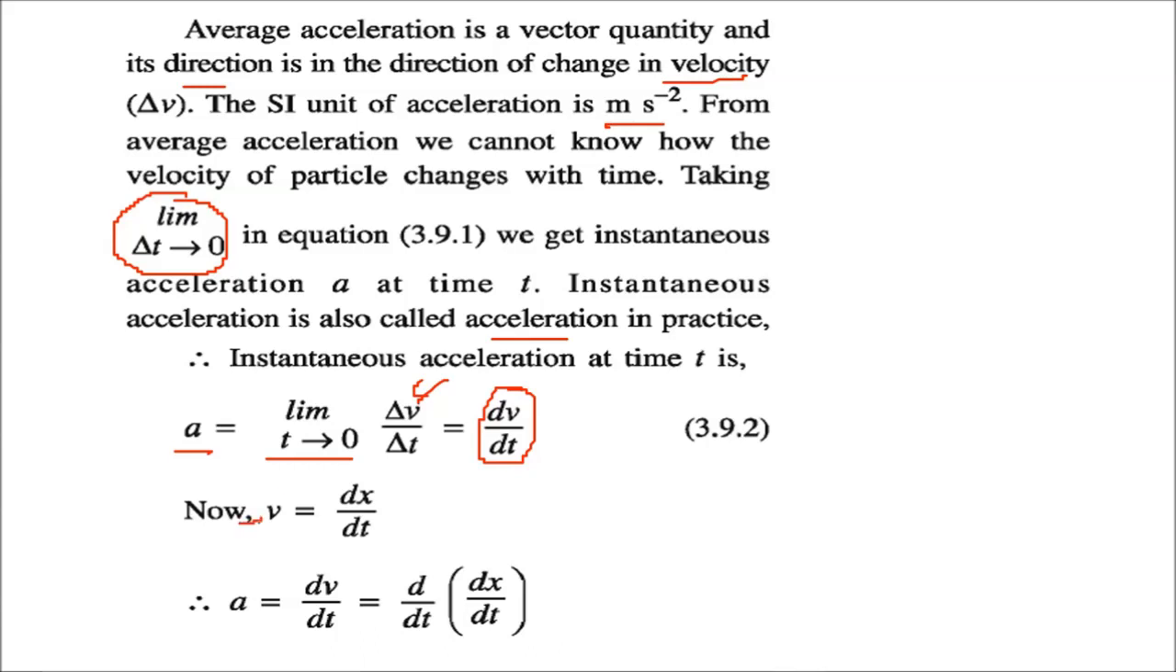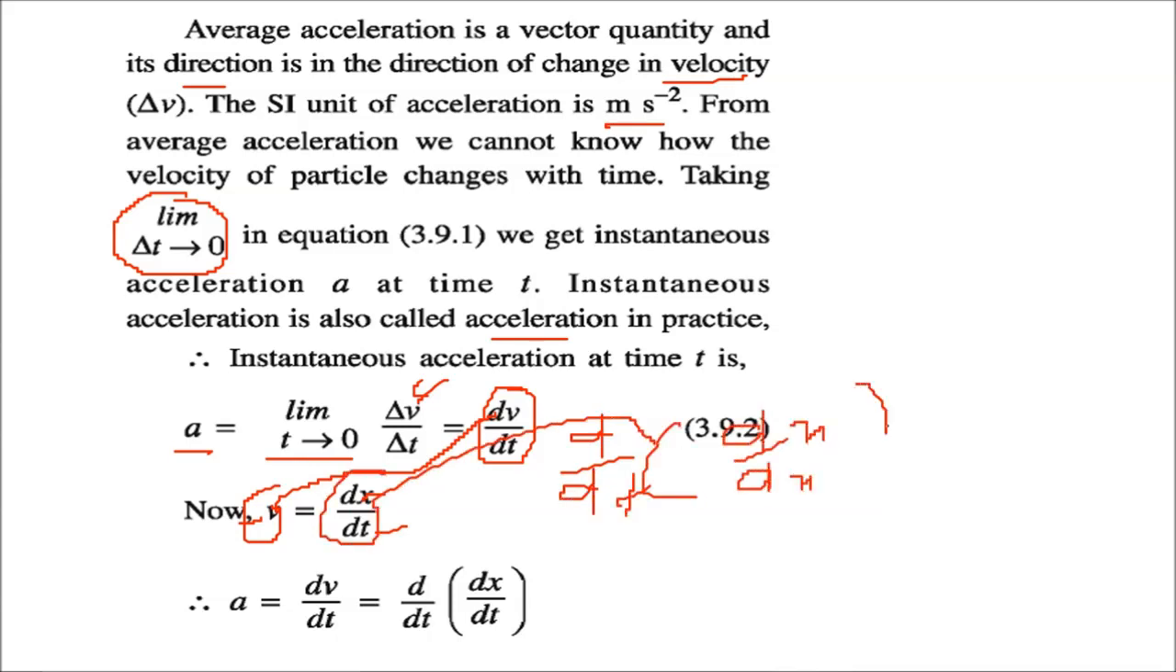And what is velocity? dx by dt. a is dv by dt. That means we are differentiating again. We have to differentiate v, which is dx by dt, so we put v here as dx by dt. So we are doing d by dt of dx by dt. That is equal to d2x by dt square.